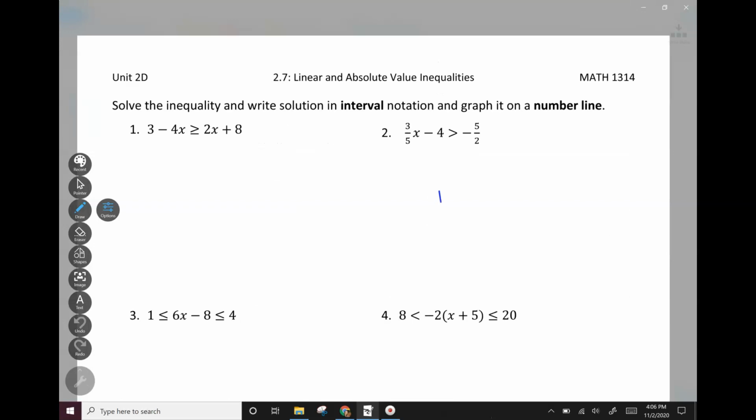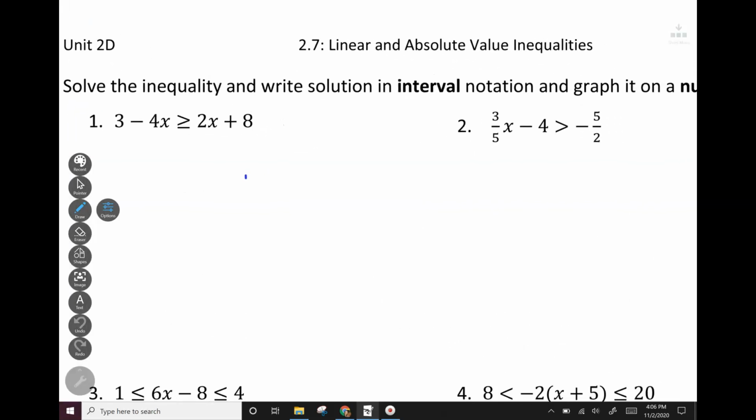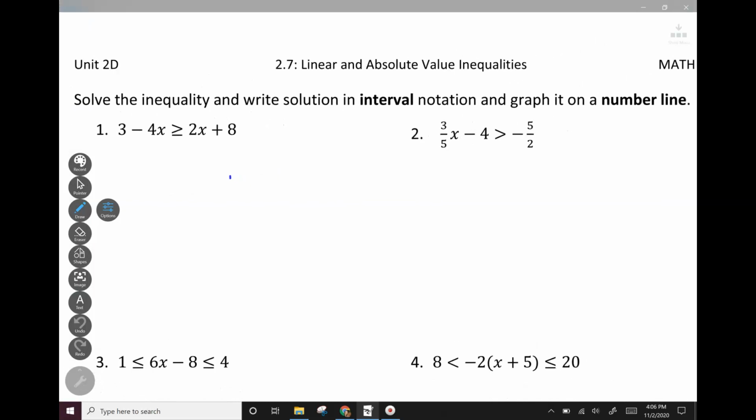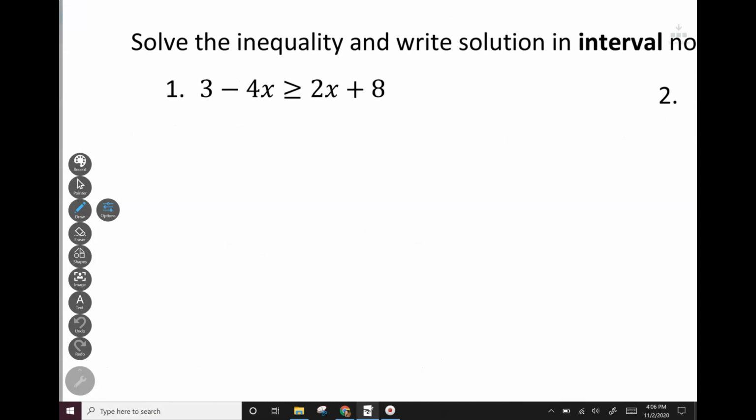All right, let's try this on number 1. Solve the inequality and write the solution in interval notation and graph it on a number line. All right, so solving for x. So pretend that's an equal sign in between there and solve for x. So subtract the 3 and I will subtract the 2x on both sides.